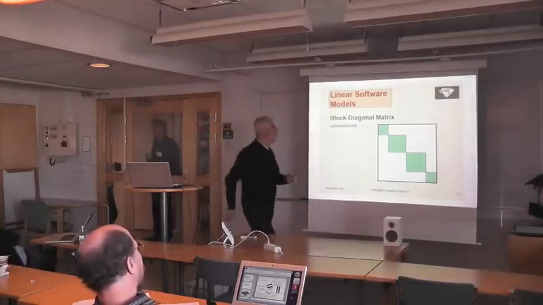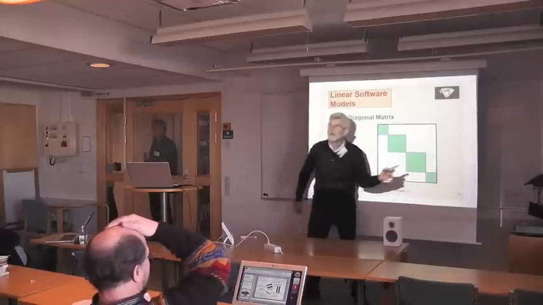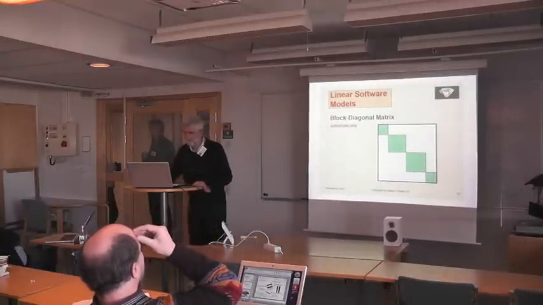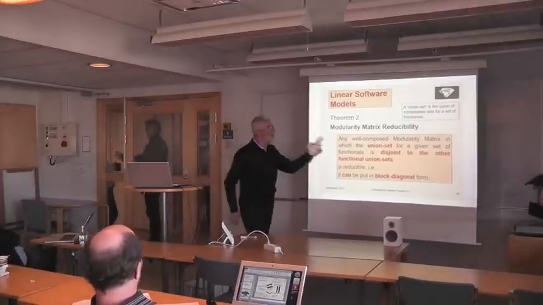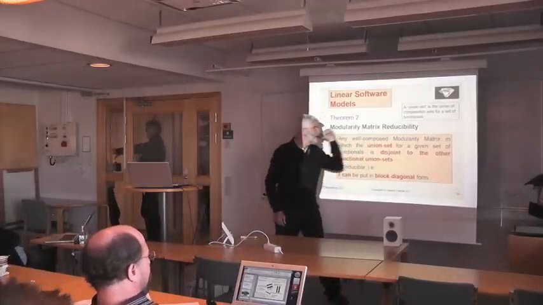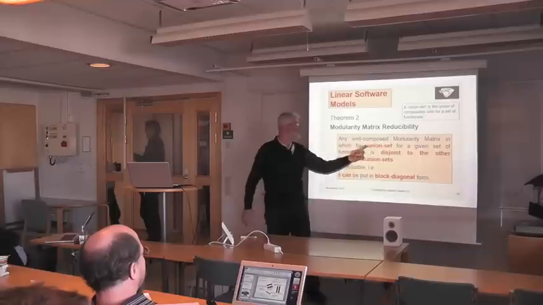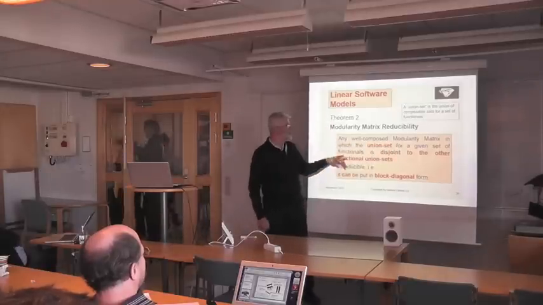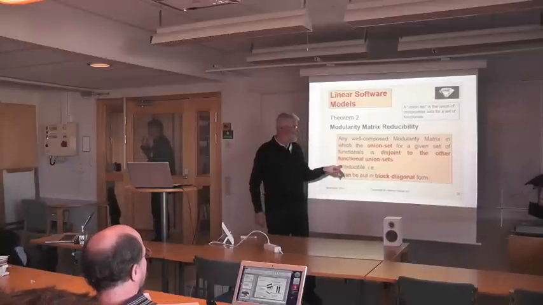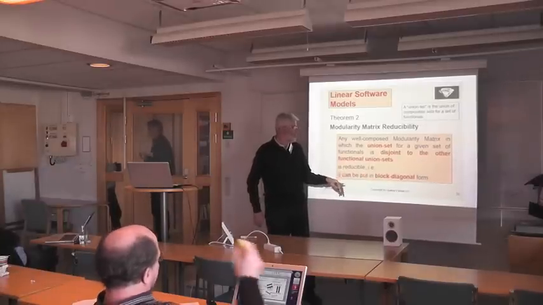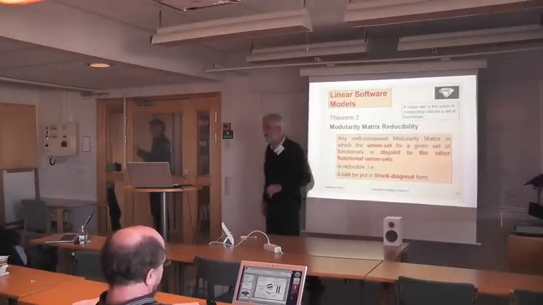Now, schematically, a block diagonal matrix looks like that. Theorem 2. In a well-composed modularity matrix, obeying theorem 1, in which the union set for a given set of functions is disjoint from other functional union sets, it is reducible, it can be put in block diagonal form.